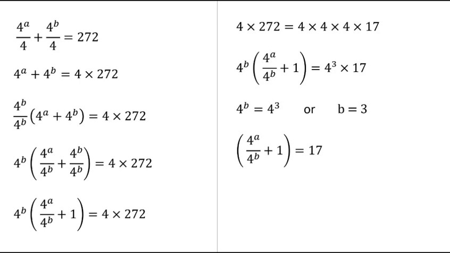Here we put the value of b is equal to 3 in this equation. We get 4^a upon 4^3 is equal to 17 minus 1, that is 16. 16 can be written as 4 square. So 4^a, taking 4 cube to the right hand side, 4^a will be 4 square into 4 cube.